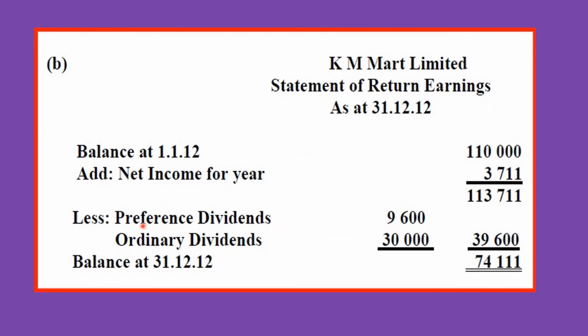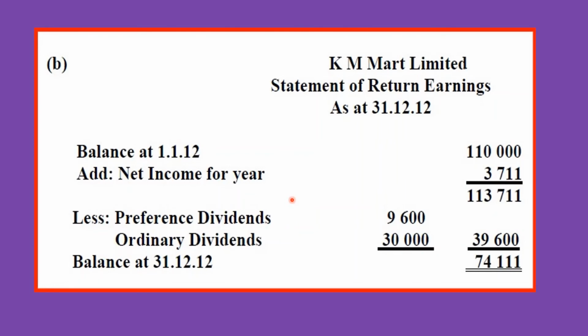From that, we minus the items that would cause the account to decrease: the preference dividend, 9,600, and the ordinary dividend, which we calculated in the workings. And we will get a balance at the end of the year of 74,111. Notice all we have to do with the statement of retained earnings is add on those items that cause the account to increase and minus those items that cause the account to decrease, and we'll get a balance at the end of the year. It works just like any other account.